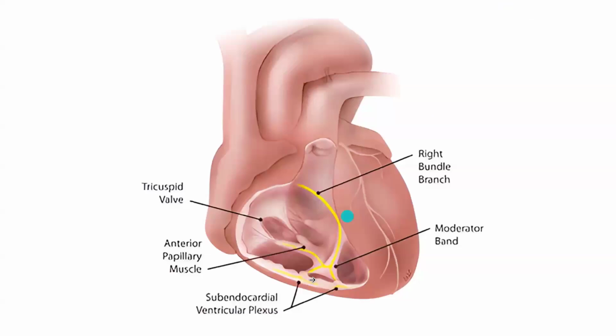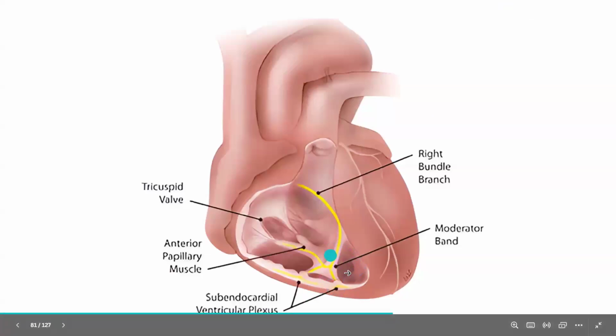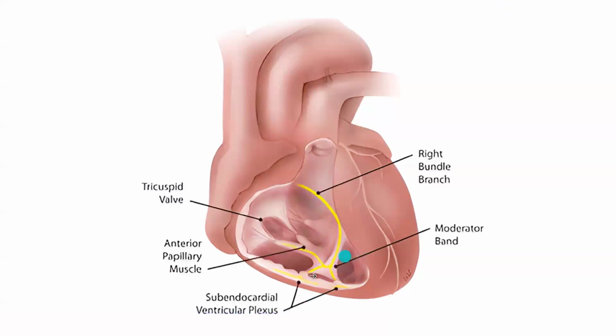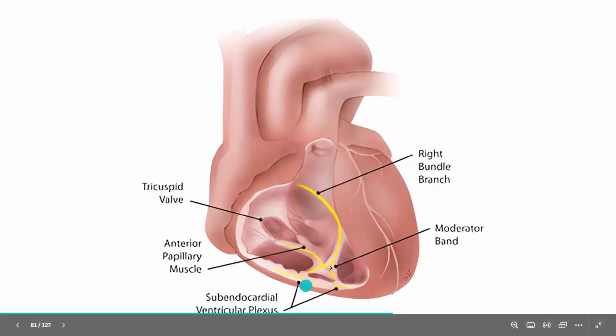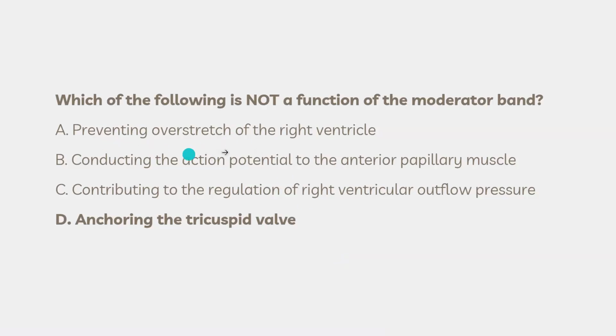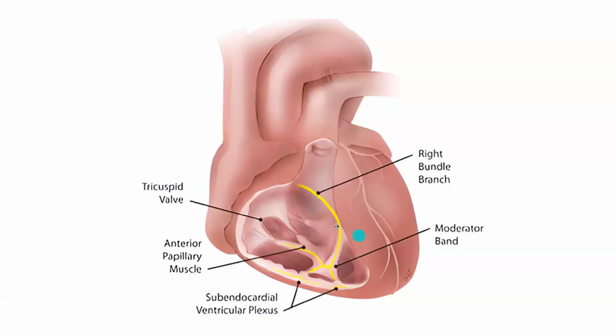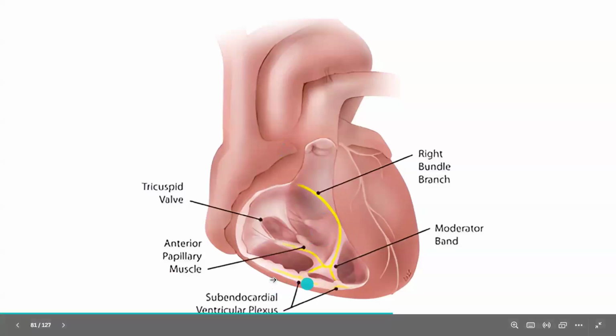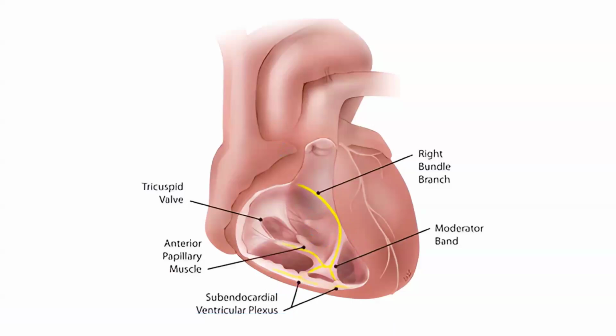So the moderator band is the structure right here. It's connected to the intraventricular septum and the ventricular wall. So A, preventing overstretch of the right ventricle, is actually one of its functions, because it's a connection between the intraventricular septum and the ventricular wall. So it prevents it from overstretching in diastole, or when it's filling up with blood. So it's kind of like a stabilizer.